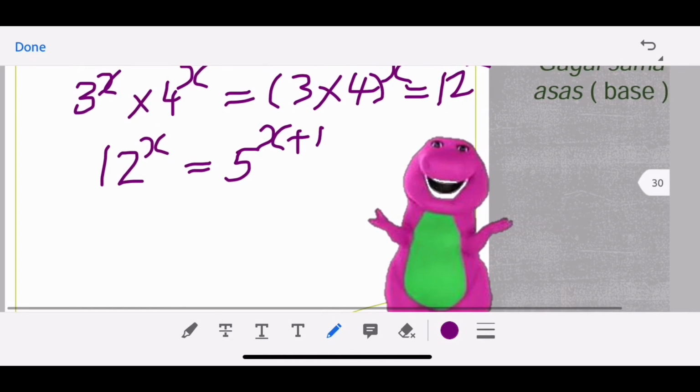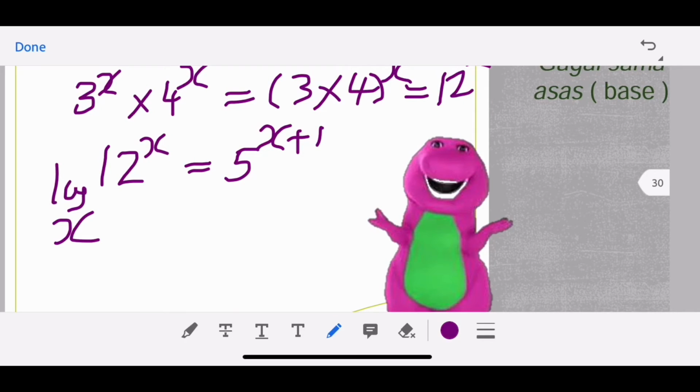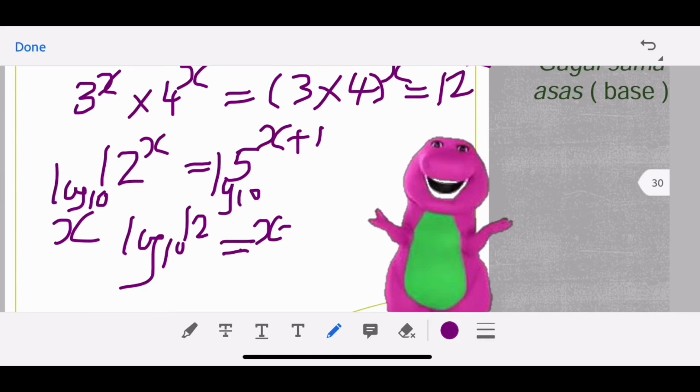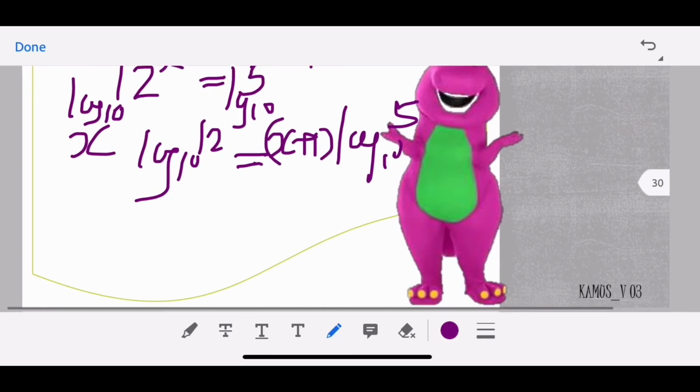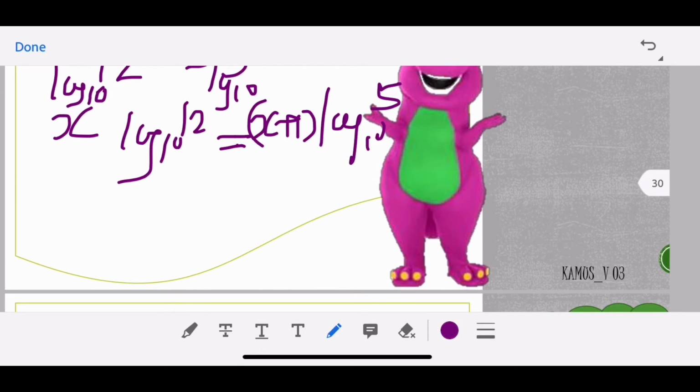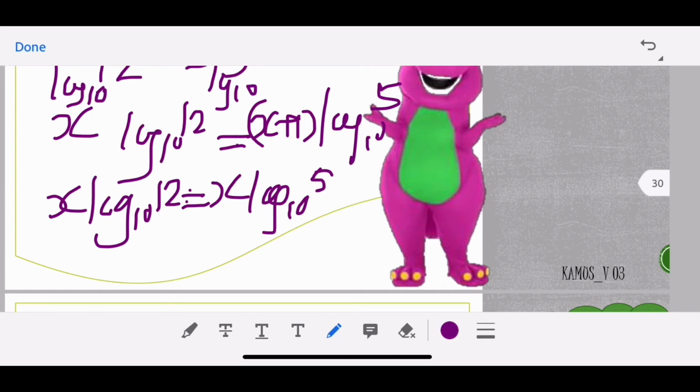So you have 12^x equal to 5^(x+1), and then you can take log base 10 for both sides, and then you do like just now. The x brings down: x log10 12 equal to (x+1) log10 5. Alright, and then you try to simplify by either expanding, or simplifying like just now I taught you. You can write x log10 12 equal to x times log10 5, then plus the 1 times log10 5, right?